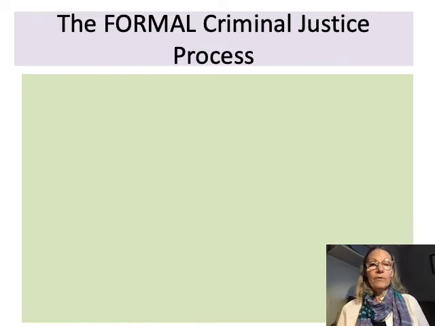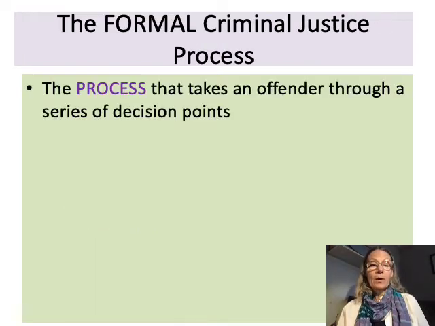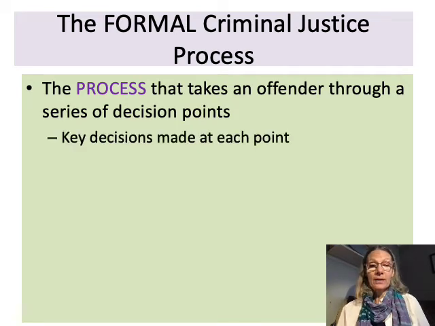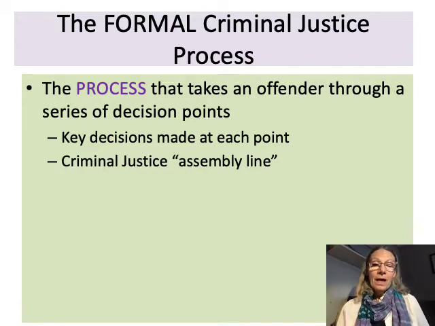Now, when we talk about the formal criminal justice process, we're basically talking about the process that takes an offender through a series of decision points, okay? And that's what we're going to be learning about in this lecture. The idea is that at each of these stages within the criminal justice process, there are certain steps that the offender goes through, and key decisions are made at each of those steps. It's oftentimes referred to as the criminal justice assembly line.